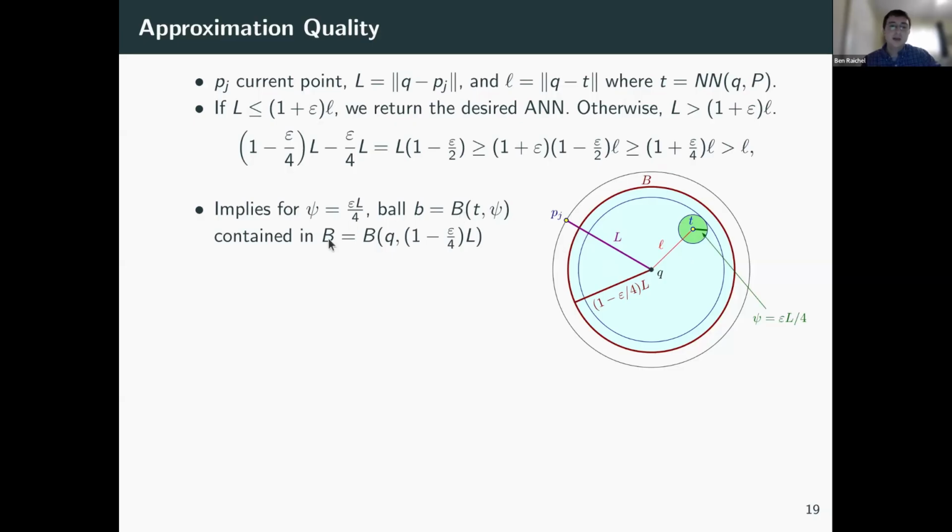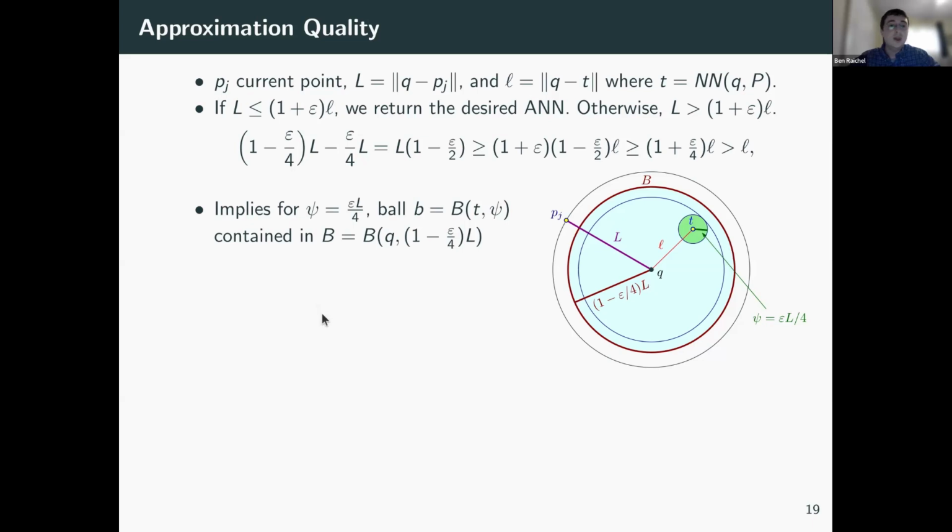And then I have this bigger ball, capital B, which I get by starting with the ball from Q to Pj and shrinking it by 1 minus epsilon over 4. What this inequality up here says is that the distance from Q to T, that's little l, plus epsilon over 4 capital L, that's the radius of the green ball, is strictly less than 1 minus epsilon over 4 times capital L. That's the ball capital B. So I'm saying that capital B completely contains this little green ball around the true nearest neighbor.